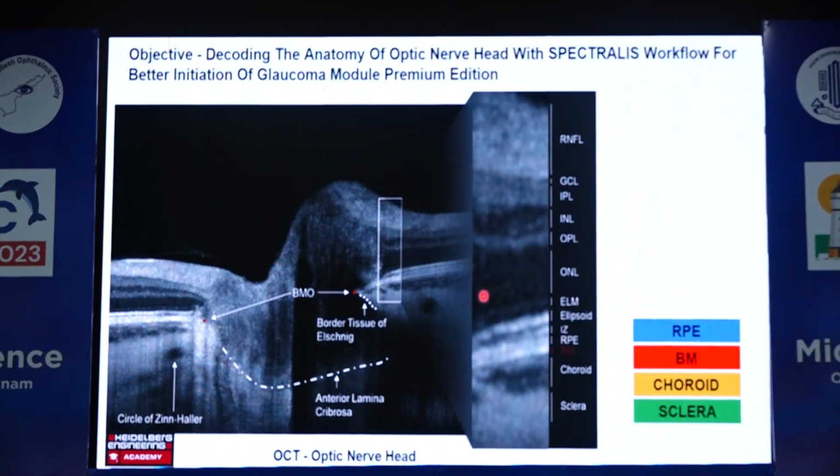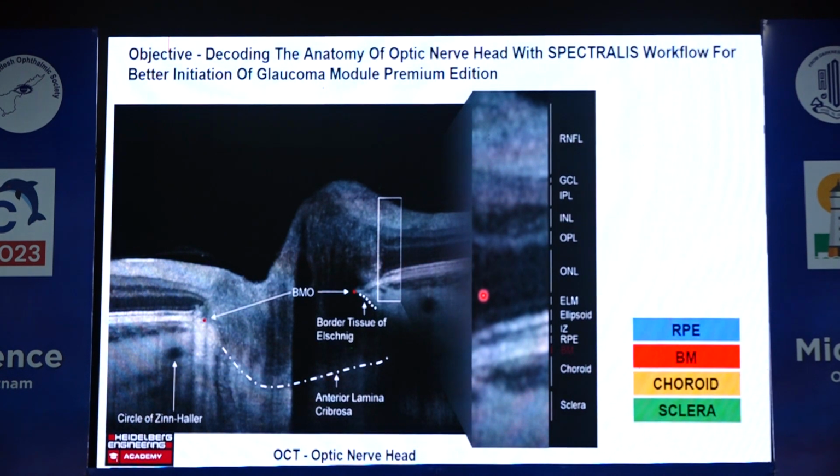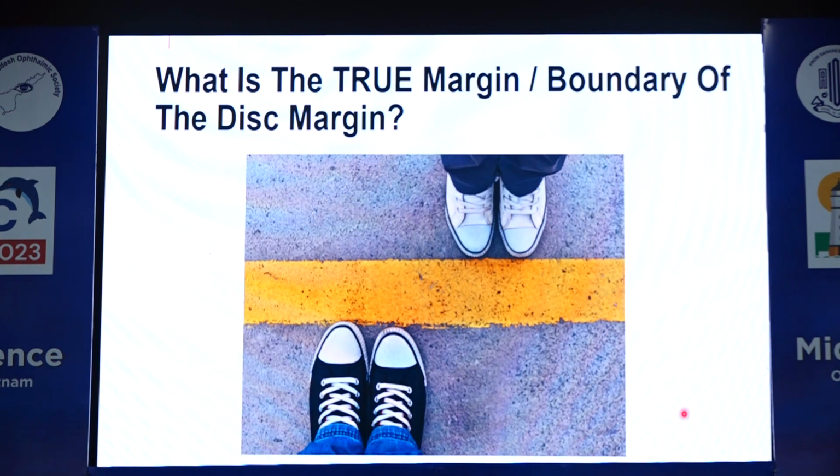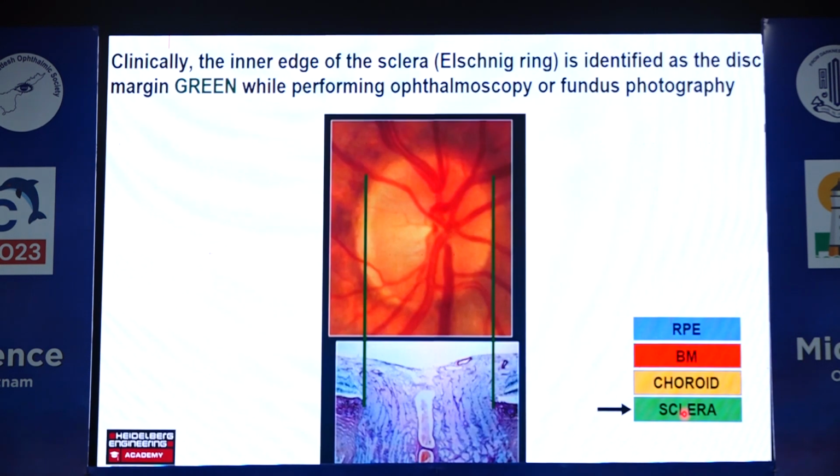So let us decode this Glaucoma Module Premium Edition, which is the new kid on the block for diagnosing glaucomatous patients with OCT. I have used this template here. The blue is the RPE, the red is the Bruch's membrane, choroid, and the green is the sclera, so that we can convey this concept to neophytes in a much simpler way. So what is the true margin of the optic disc? You can see that we tend to take the scleral ending, that is the green line.